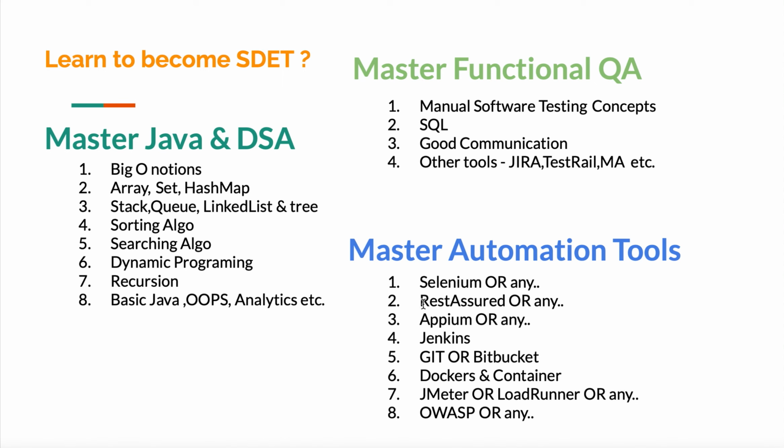And for mobile automation also, you should know one tool, which is Appium in my case. You can go for any other tool. So UI automation, API automation, and mobile automation are a must to be a complete automation tester. Then you should know Jenkins, then Git and Bitbucket concepts, and Docker containers, the basics. And then you should know a performance testing tool like JMeter, LoadRunner, or any equivalent tool. And for security testing, you should know OWASP or any equivalent tool.